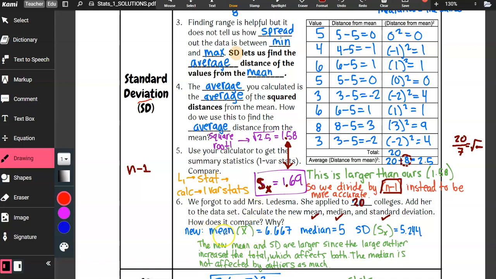So what you're going to see is that the new mean, instead of 5, the X bar, is now 6.67, and the median will remain at 5, and the standard deviation, capital S with a subscript of X, will be 5.244.